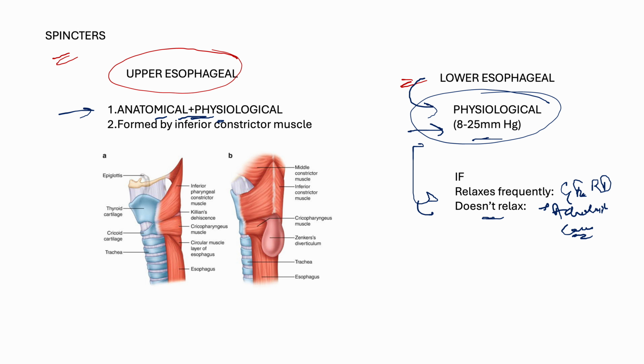Okay, and the upper esophageal sphincter is formed by the inferior constrictor muscle. Now there are two parts of the inferior constrictor muscle. One is the thyropharyngeus, and the other is the cricopharyngeus. And there is a gap in between, from which if there is dehiscence, we call it Zenker's diverticulum.